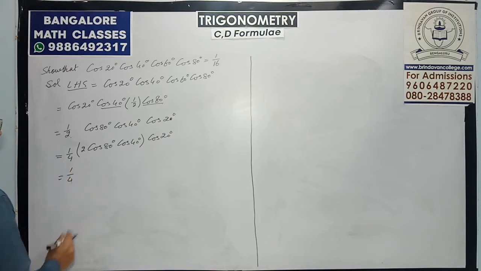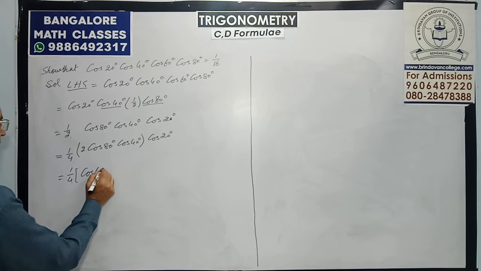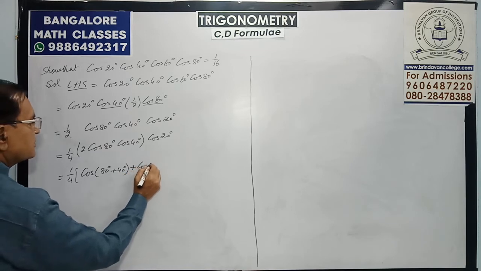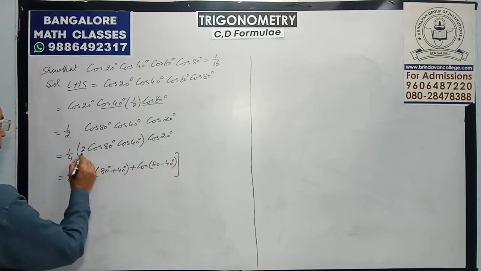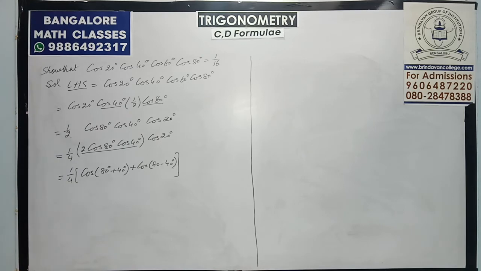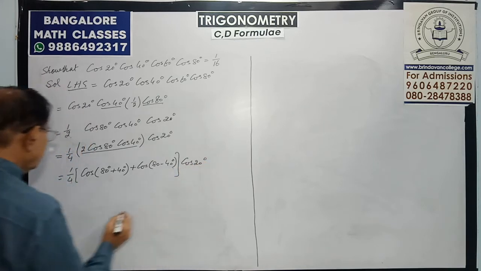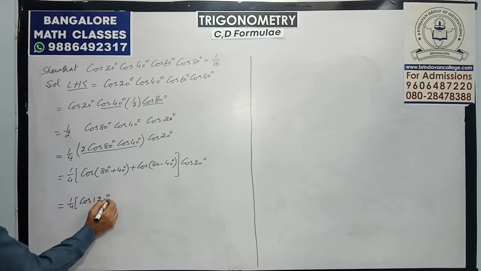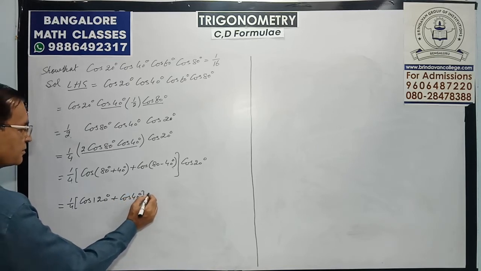1 by 4. It's 2 cos A cos B. Use the identity 2 cos A cos B is cos A plus B plus cos A minus B. Cos 20 degree equals 1 by 4 times cos 120 plus cos 40, cos 20.